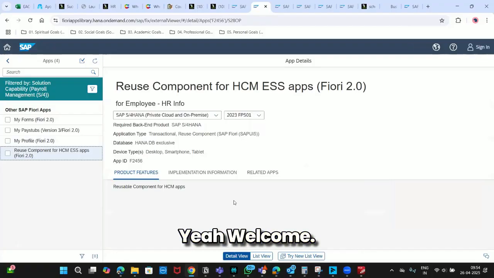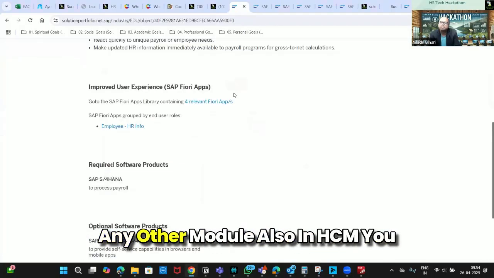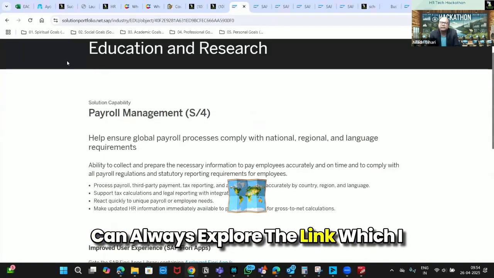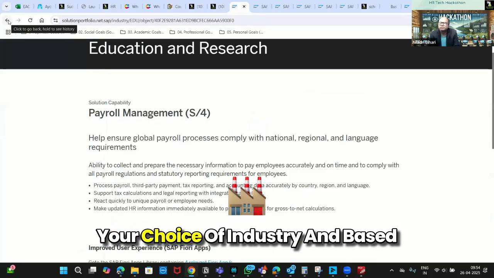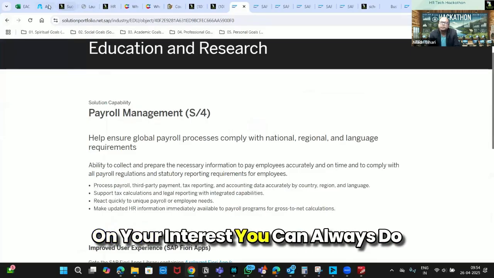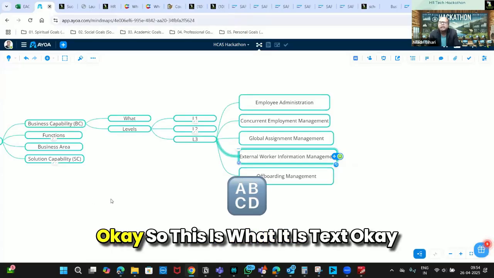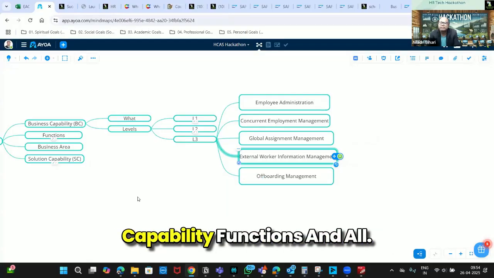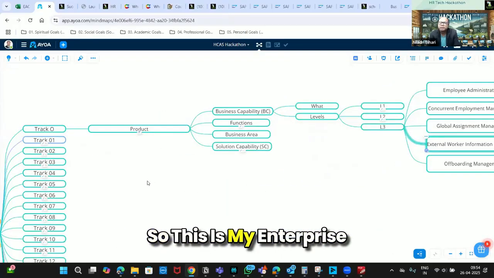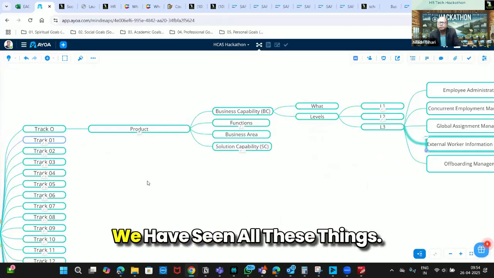Welcome. The same thing is applicable for any other module in HCM. You can always explore the link which I had already given you, based on your choice of industry and your interest. So this is what it takes. From this we understood business capabilities, functions and all. This is from an enterprise architecture point of view. We have seen all these things.